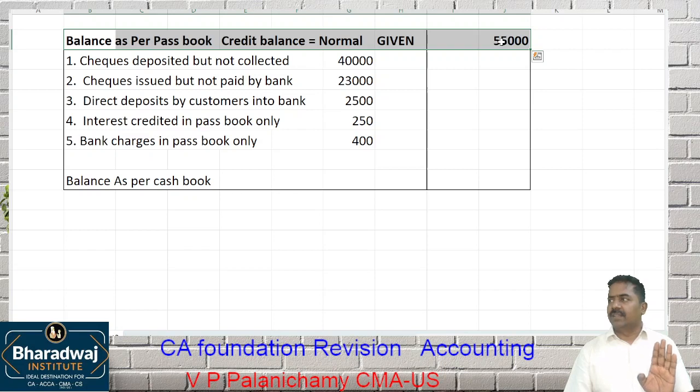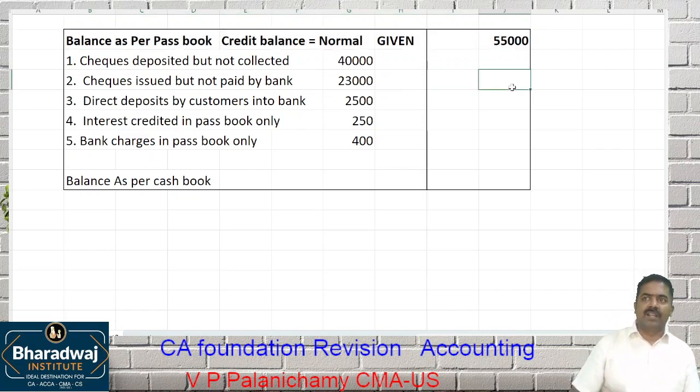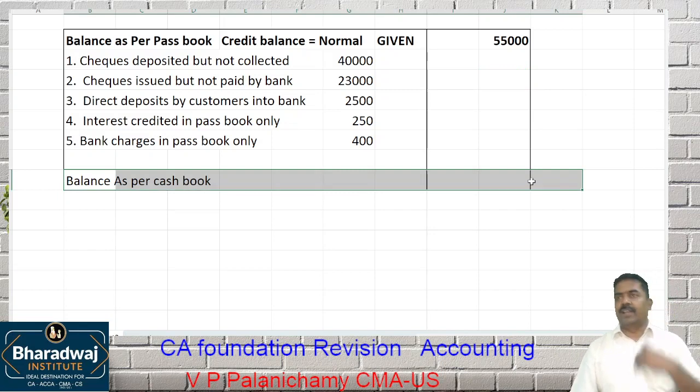Assume your role as a, who are you? Balance as per passbook, so you should assume yourself as banker. We want the customer's balance. We want which one? Customer's balance. According to the customer, you adjust, you will get balance as per cash book.